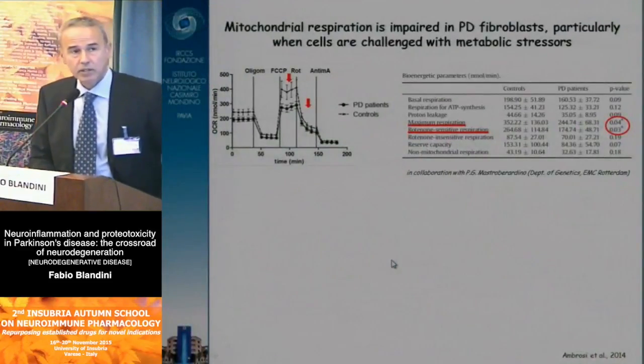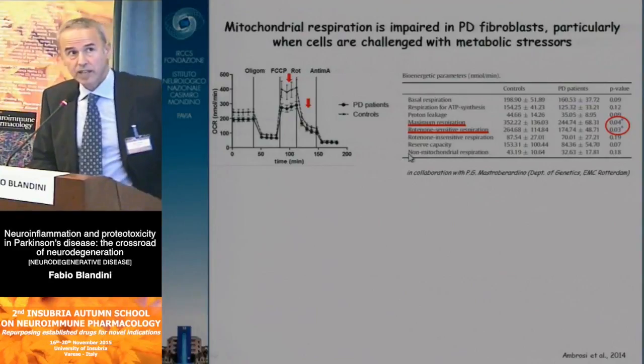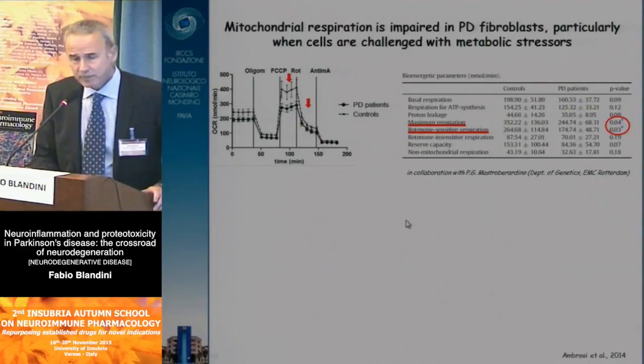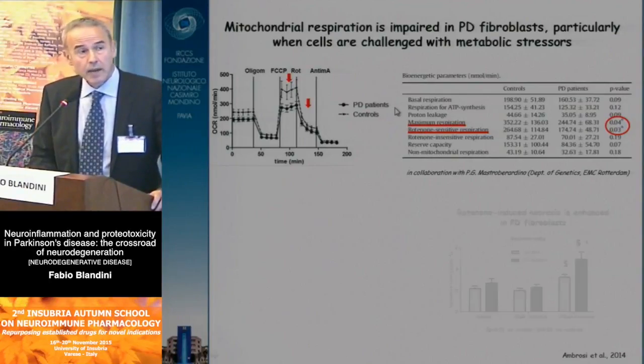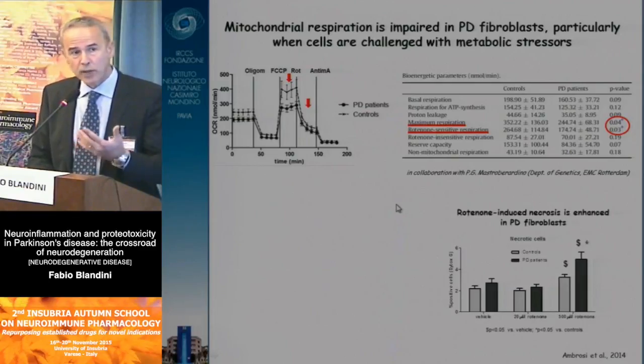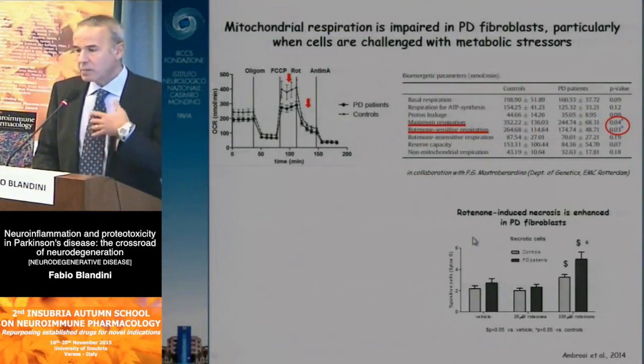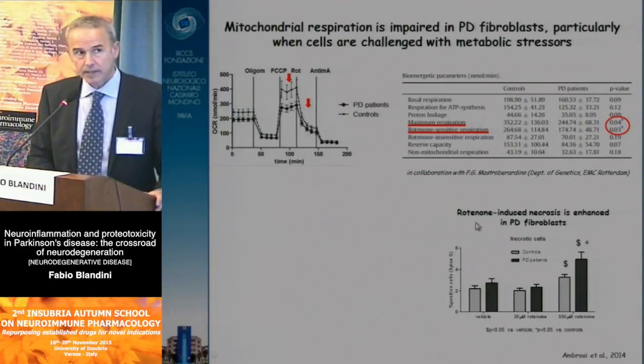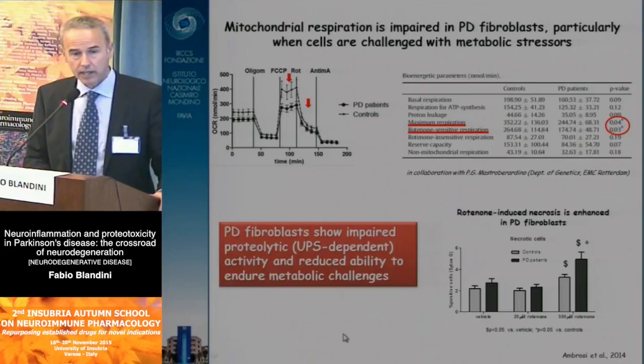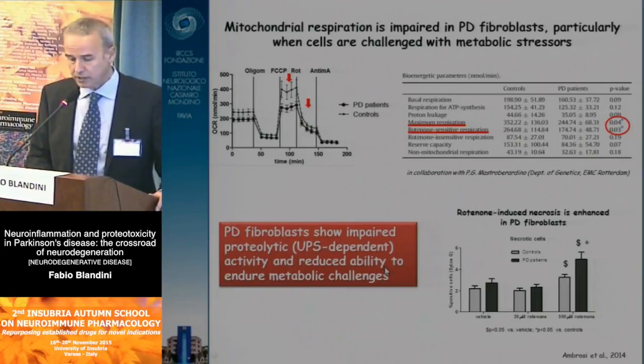Then we also studied, in collaboration with a group at the Erasmus Medical Center in Rotterdam, the mitochondrial respiration of the fibroblasts of these patients. And we found that these cells have a specific impairment in mitochondrial respiration, which becomes particularly obvious when the fibroblasts are put under stress, for example, when they are exposed to rotenone, which is a complex 1 inhibitor. In these conditions, fibroblasts from Parkinsonian patients display a vulnerability in terms of mitochondria, of metabolic impairment, far more enhanced with respect to control fibroblasts. So fibroblasts from Parkinsonian patients showed impaired proteolytic activity and a reduced ability to endure metabolic challenges.